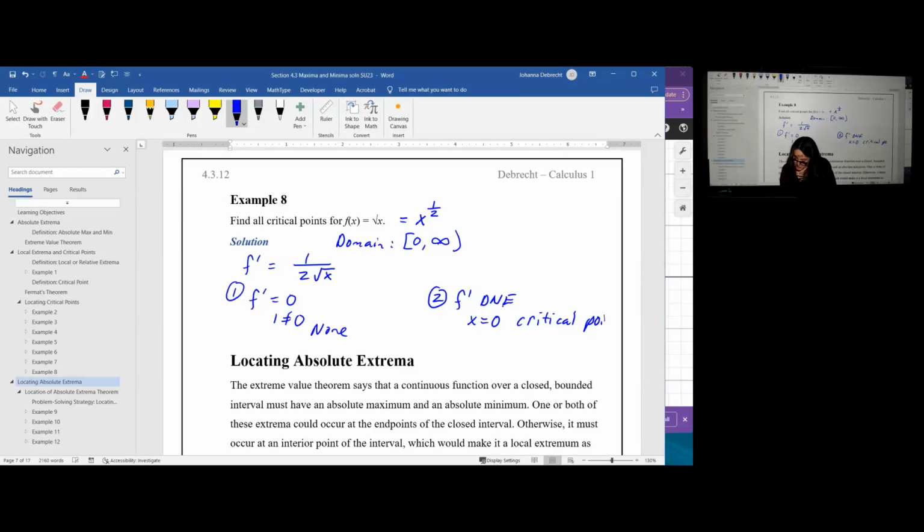Let's see if it actually corresponds to an extrema. Well, it does not. If you think about the graph of the square root of x, it comes up like this. What's happening is at the origin, as it approaches from the right, we have a point of vertical tangency. For one instant, the slope of the tangent line goes vertical, which means it does not exist.